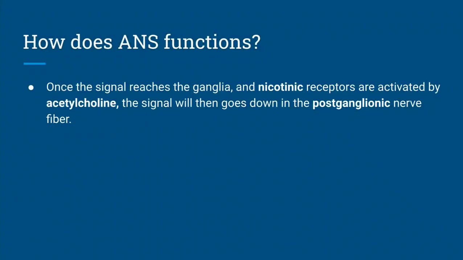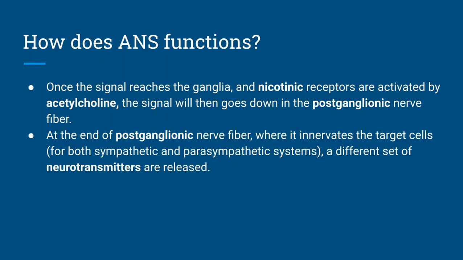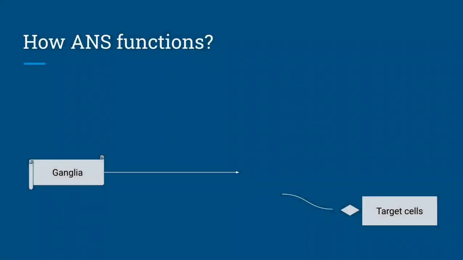Once the signal reaches and it is activated, the nicotinic receptors will be activated by the acetylcholine. The signal will then go down the postganglionic nerve fiber. Now, the signal has transmitted from the preganglionic nerve fiber to the postganglionic nerve fiber, and it is going down that nerve fiber. When the signal reaches the target organs or target cells, for both sympathetic and parasympathetic nerve fibers, the basic difference is going to come, because a different set of neurotransmitters is going to be released.